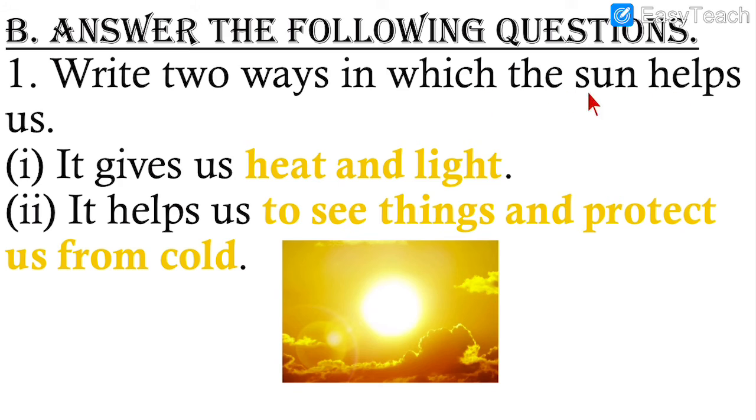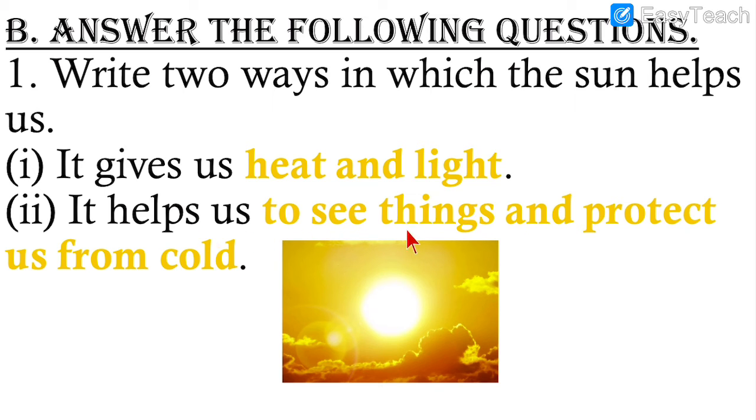How is the sun helpful to us? There are so many ways in which the sun helps us. So which are the 2 ways? Number 1, it gives us heat and light. The sun gives us heat and light. That is the first, the most important thing. Every day in the morning the sun rises and we get heat and light from the sun. Because sunlight is very important, we have already discussed it.